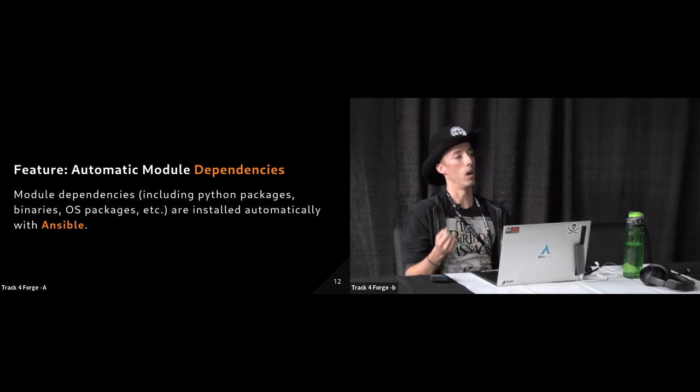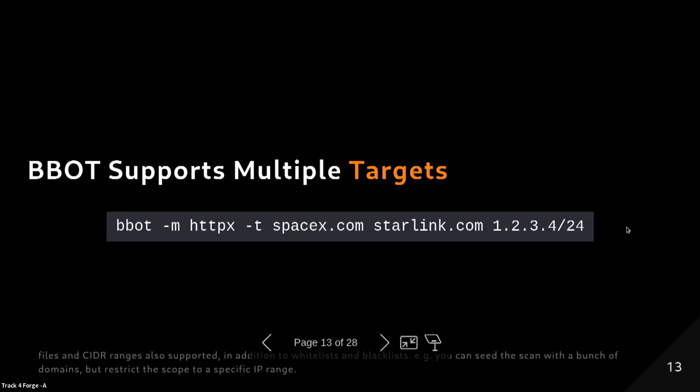So all of these modules that depend on other tools, right? Like GoWitness, which is written in Go. So obviously, you have to have some way of downloading those binaries on your system. BBOT does that automatically. Literally, you pip install BBOT and you run your scan and every module that you enable will automatically download its dependencies and install them with Ansible. And that includes OS packages and Python packages. So, all right, so BBOT supports multiple targets.